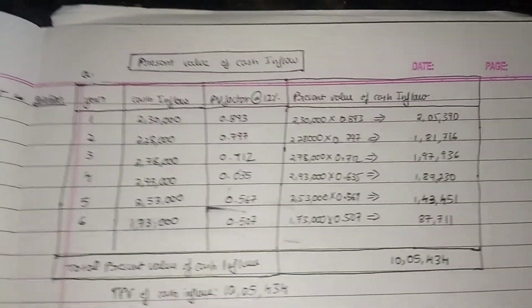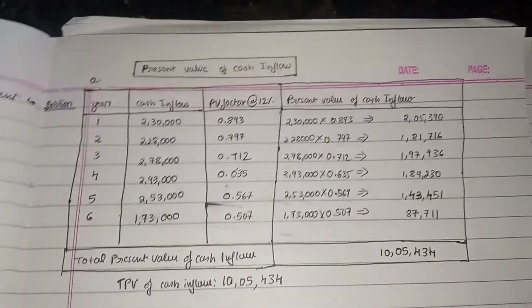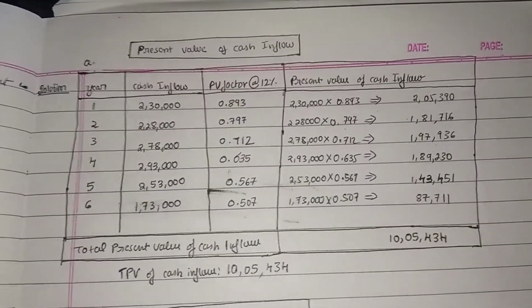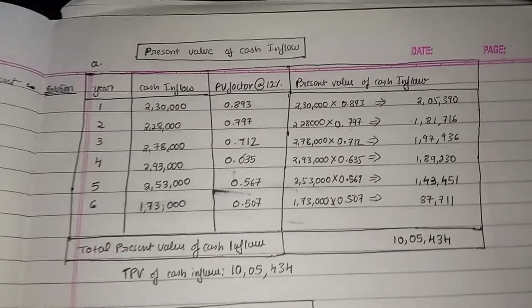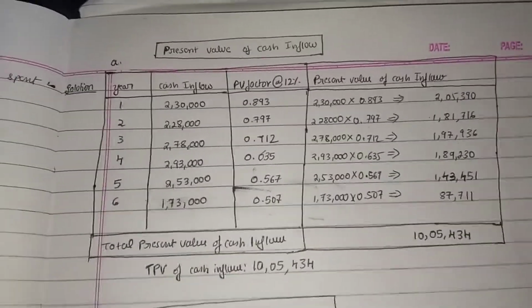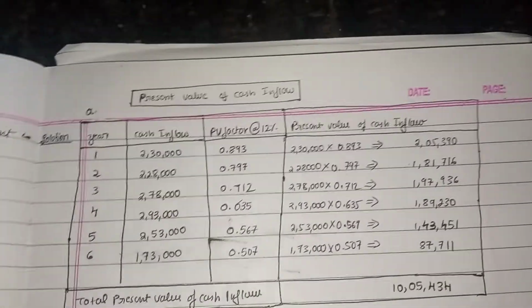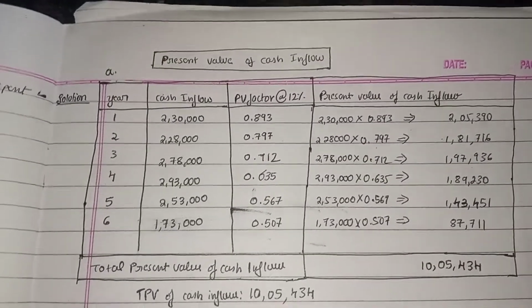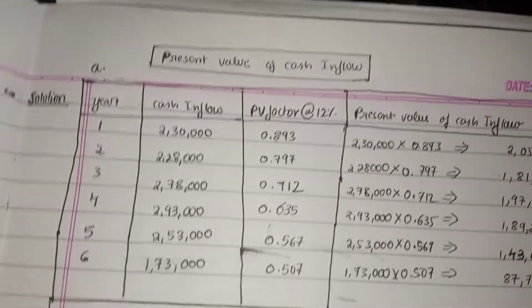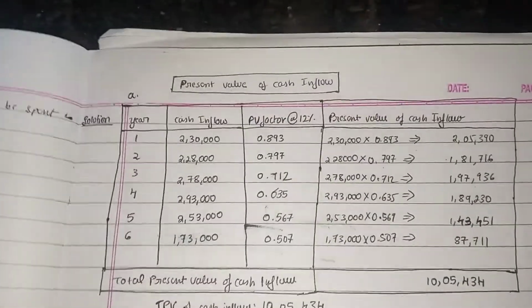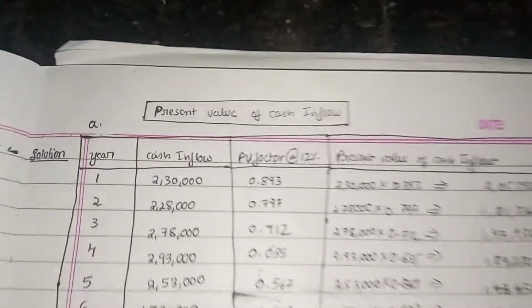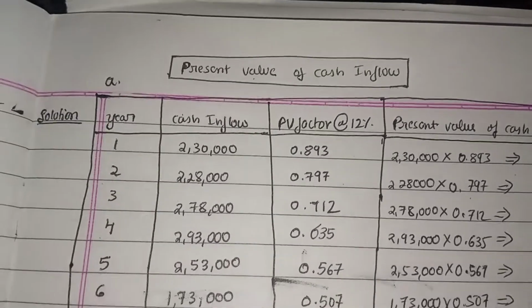See, this problem is very easy but quite technical. If you listen patiently and observe carefully, you can learn. It is not so difficult. This problem is divided into two segments, segment A and segment B, or in simple words, part A and part B. Part A, present value of cash inflow.